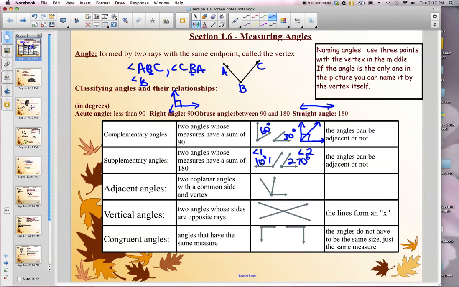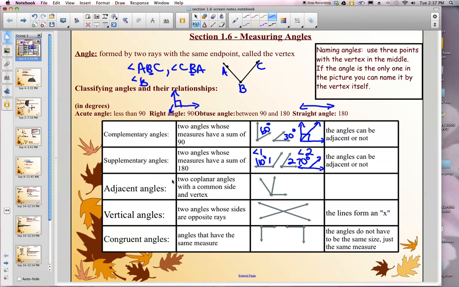Again, they can be away from each other, like these two are not connected, or they can be adjacent. They can sit next to each other, okay, like these ones. And if they sit next to each other, they would look like a straight line, and then there would be a ray coming out of them somewhere. Those two angles would be supplementary. Okay.